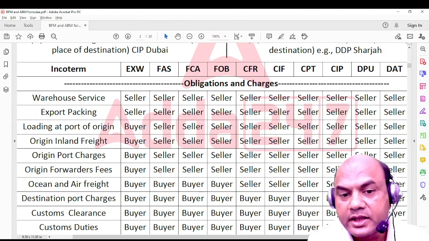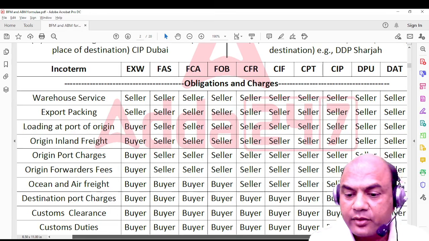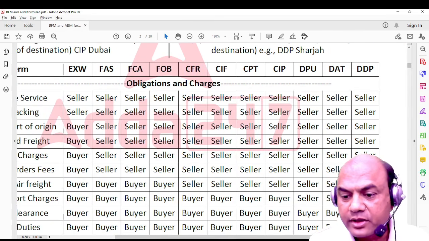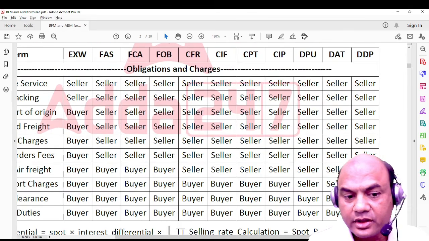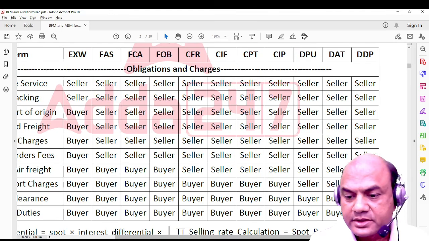Now it goes on increasing. Look at FAS, the seller's share is going on increasing. FCA, seller is going on increasing. So in the end, if you see DDP, you will see everything by the seller. Here it was everything by the buyer on the left side, right? Next.